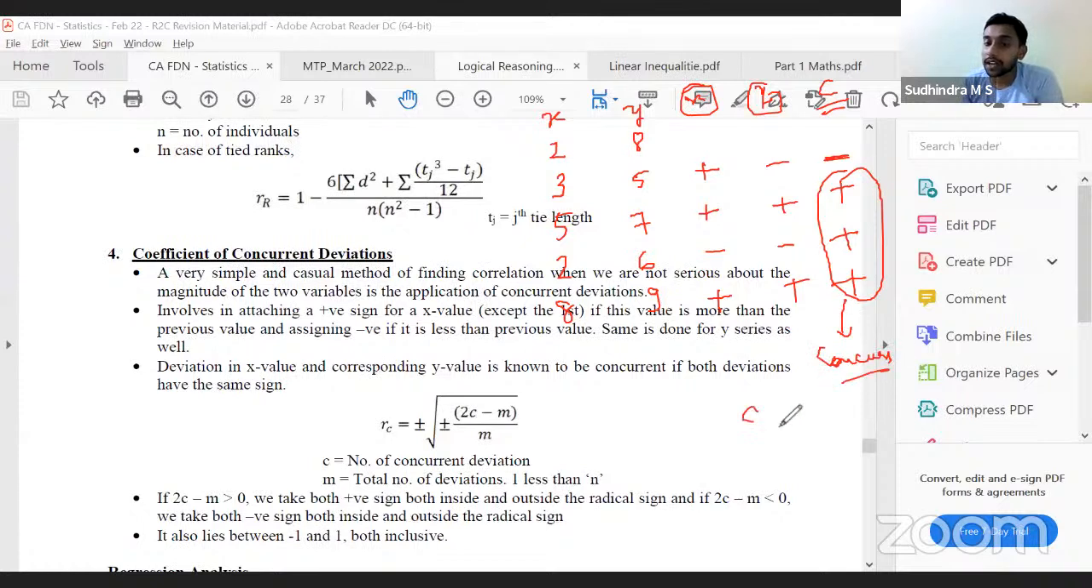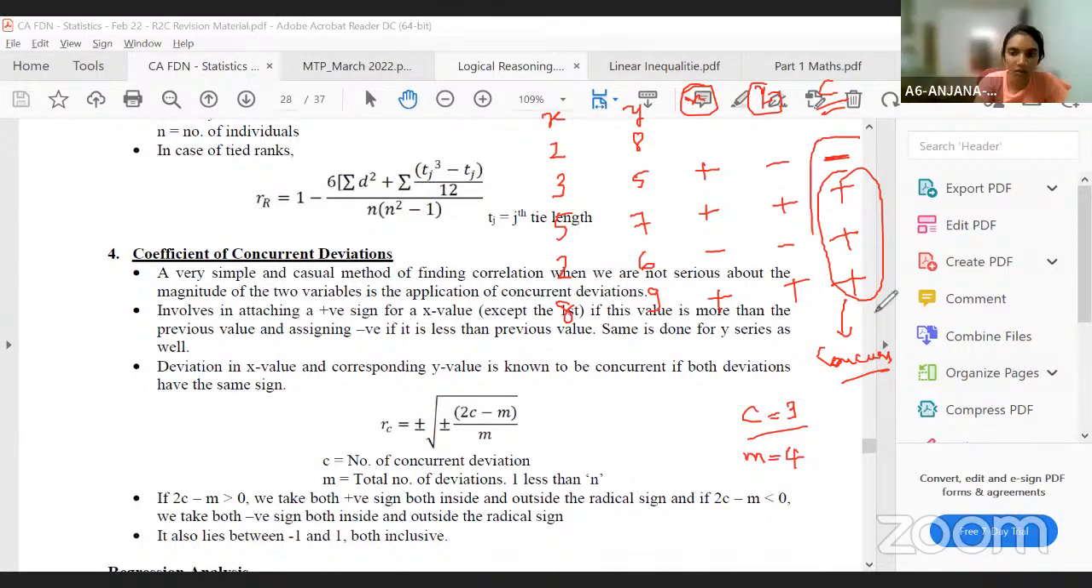So the total number of concurrent deviations is 3. The total number of deviations is 4. Out of the total number of deviations, concurrent deviations total is 3. Correct? Then we will apply this formula.